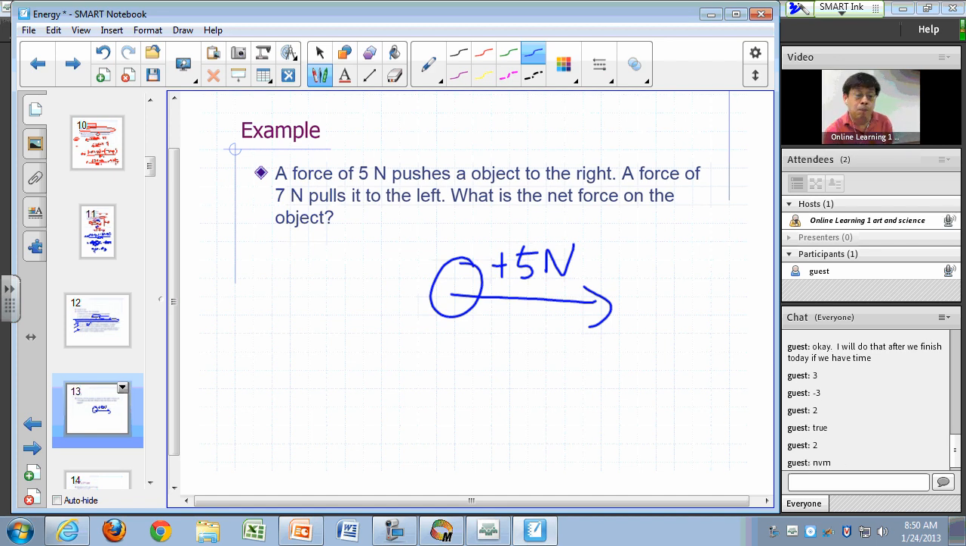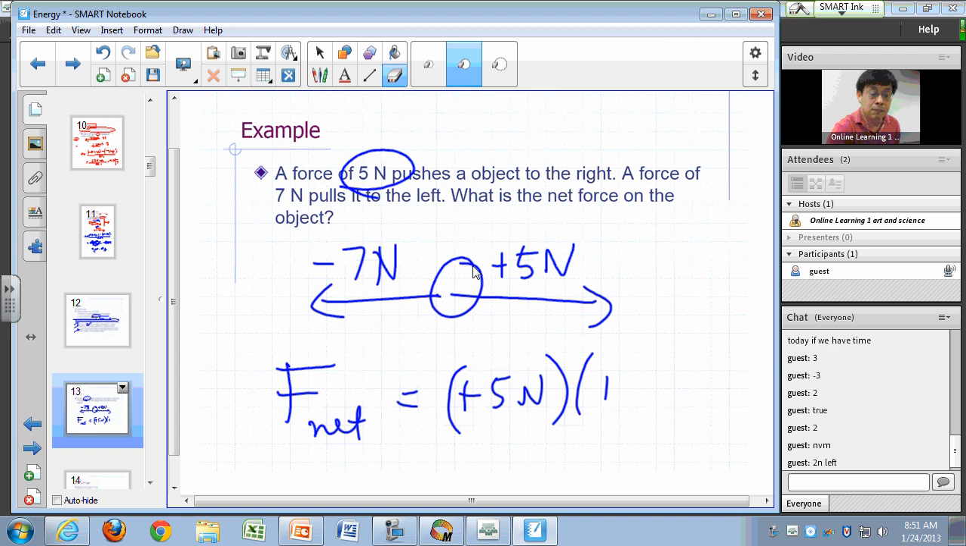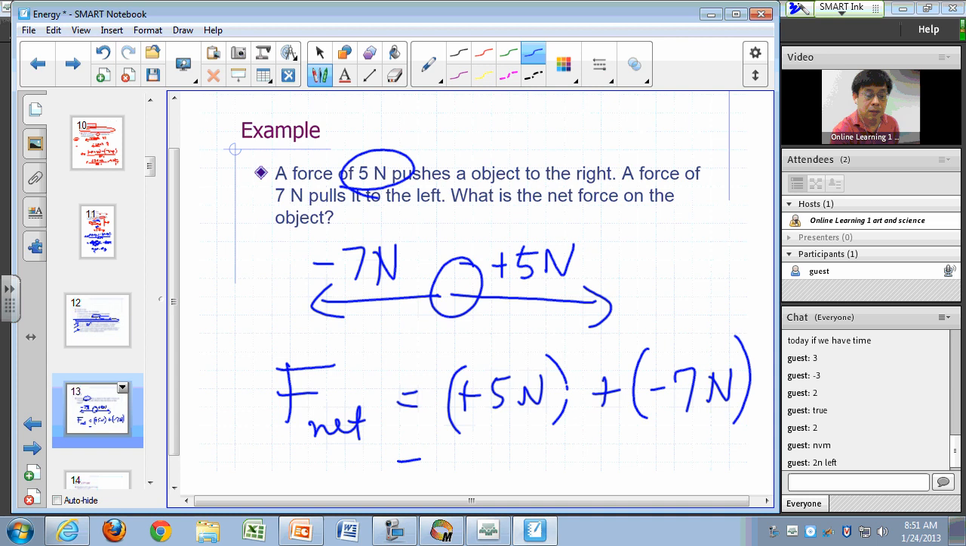So there's a force pulling on an object 5 newtons going to the right, and a force of 7 newtons pulling it to the left. So the force going to the left is negative 7 newtons. What's the net force? You just add up the forces. So plus 5 newtons plus negative 7 newtons. Then that means negative 2 newtons is the net force. What do you expect to happen?